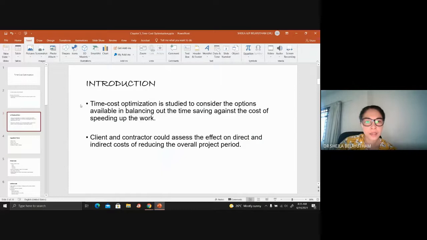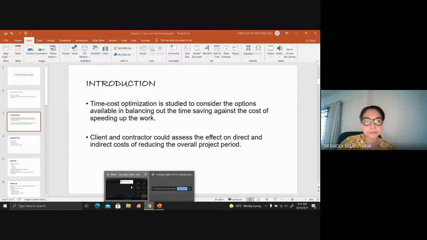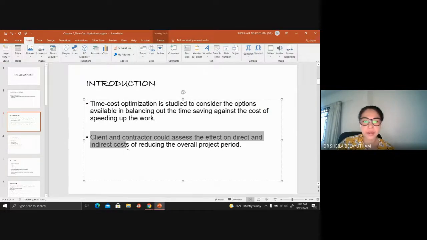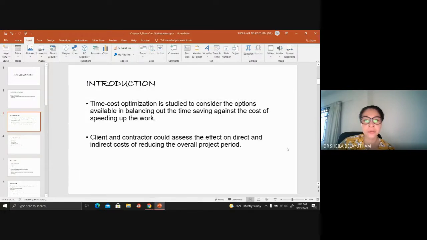So basically, time cost optimization is a study to consider the options available in balancing the time saving against the cost of speeding up. The idea is to find the time with the cheapest cost. That is the idea of time cost optimization, or crashing. We are trying to crash the duration to identify the duration at which the cheapest cost would occur. The client and contractor could assess the effect on direct and indirect costs of reducing the overall project duration.